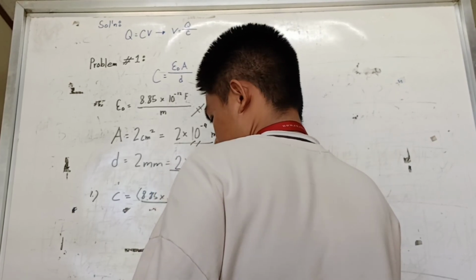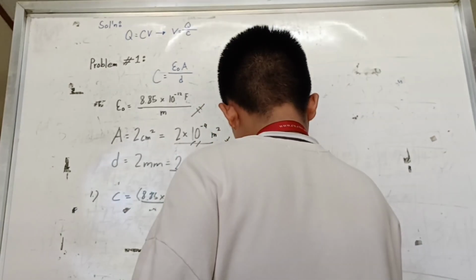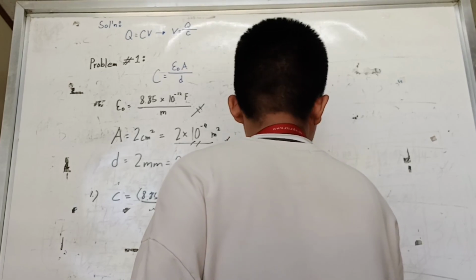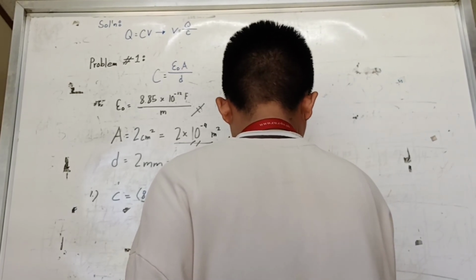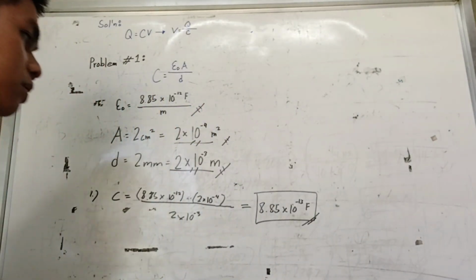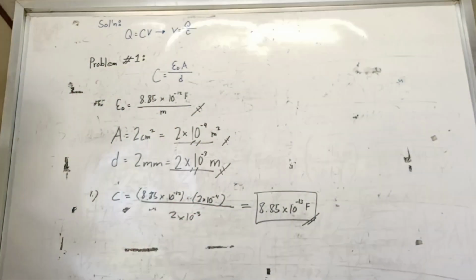8.85 times 10 to the negative 13 power F. This is our C. Now, we need to find the voltage.